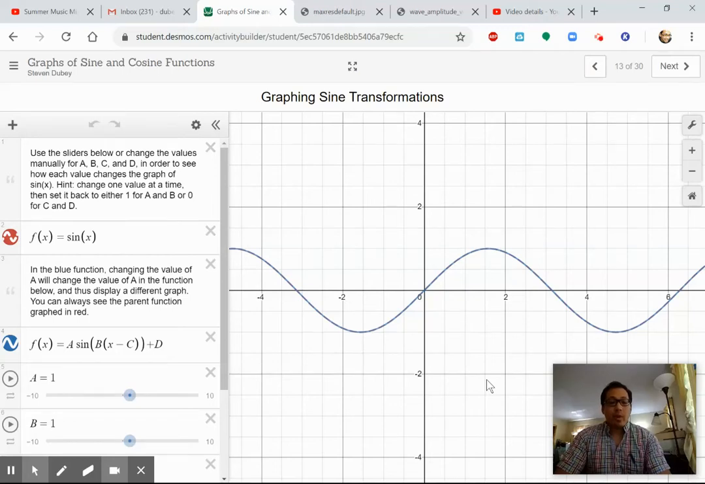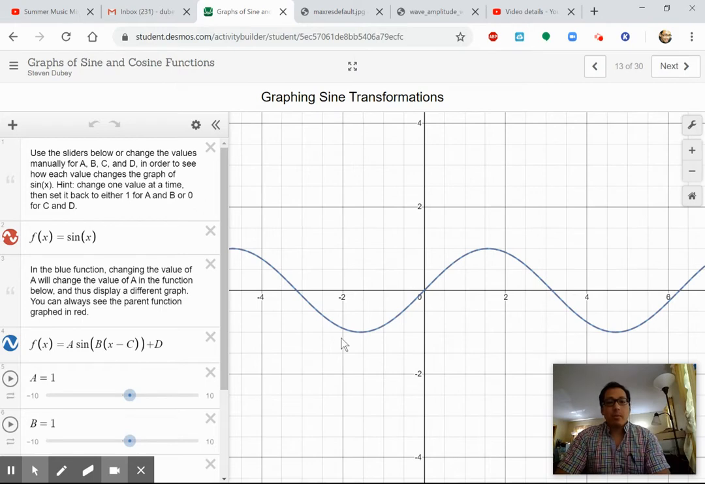Okay, so that was it for part one. For part two, we're going to take a look at some of the transformations that we can apply to these graphs and to their functions, to the equations of the graphs as well.